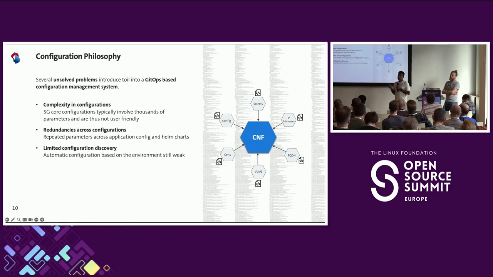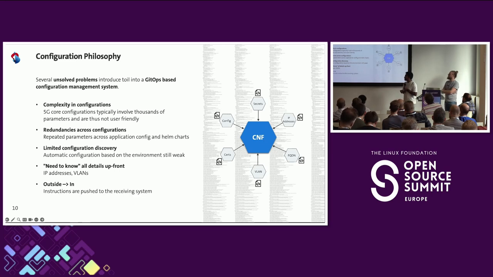The next is that in our system, we have limited config discovery. So the system is not smart enough to discover the configurations by itself, which means we need to mention all the details upfront, for example, the IP addresses and VLANs. So this whole process, in the end, sort of summarizes into taking an outside-in approach, where instructions are pushed into the system from the outside world.